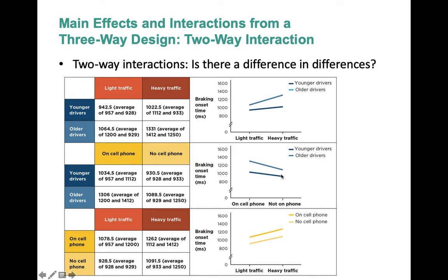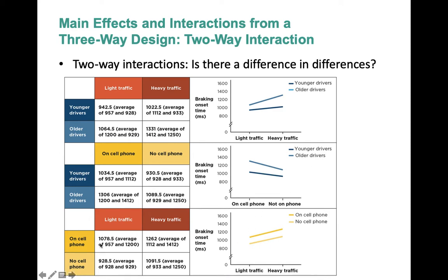Same thing here. You can think of it as a spreading interaction again. Not on the cell phone, we see a difference in braking time, but that difference is bigger. There's a bigger difference in braking time between older and younger when talking on a cell phone. Okay? And again, you would have to test statistically whether the difference between differences, which is what an interaction is, reaches the level of statistical significance. But we can just say, does it look like there's a possible interaction happening here?